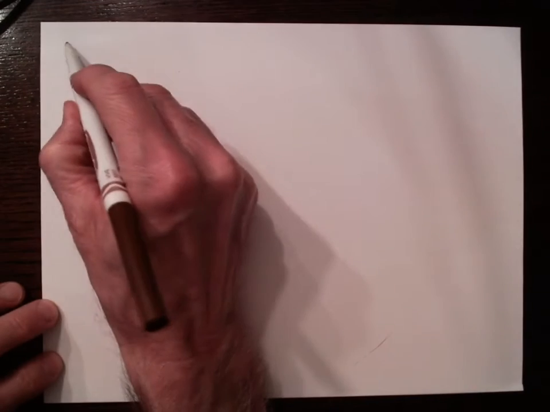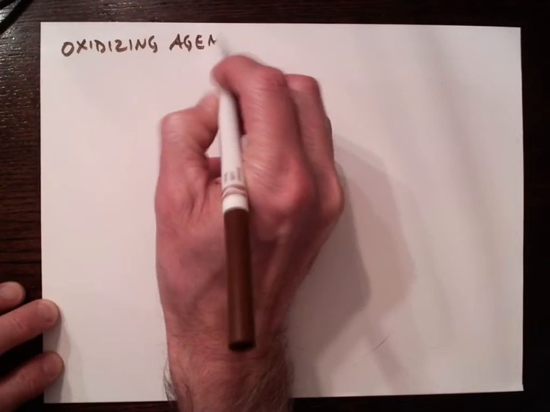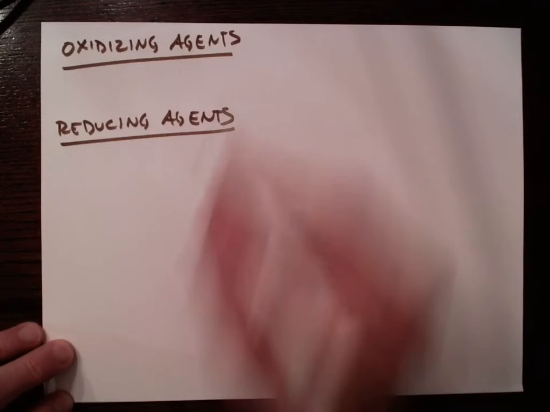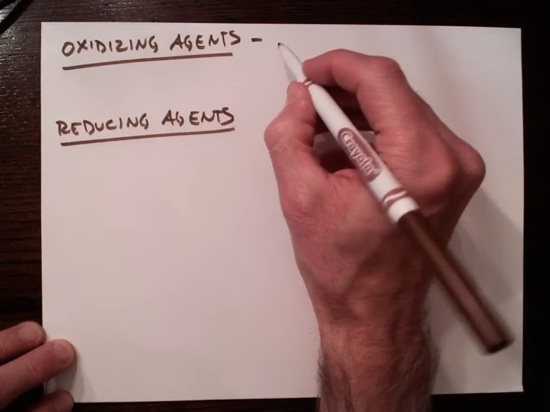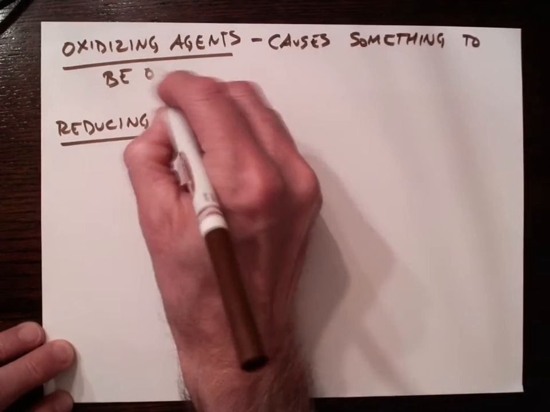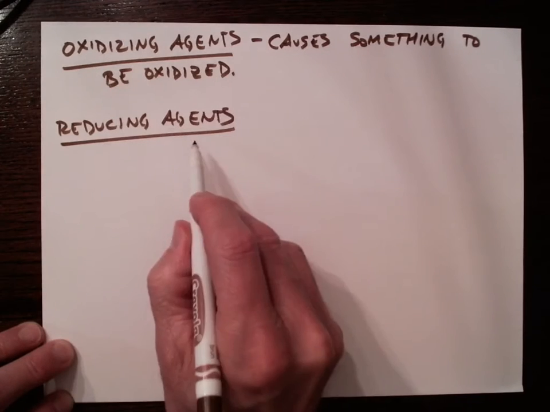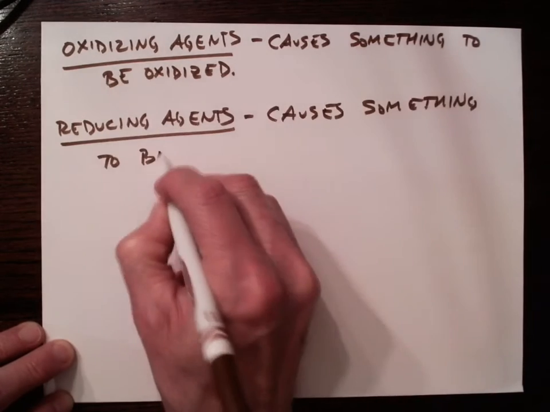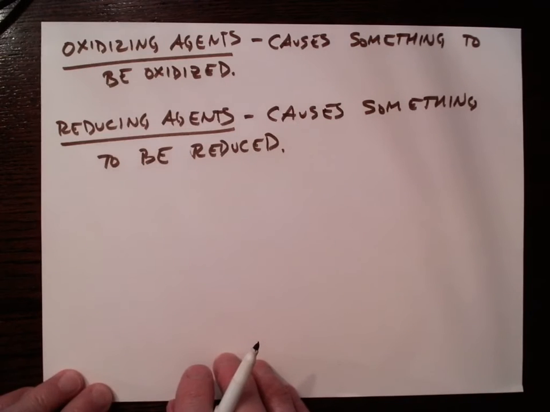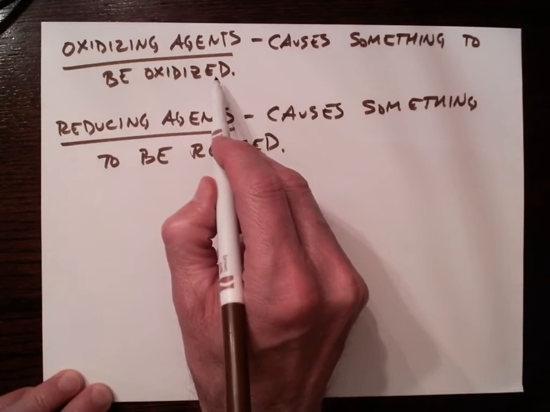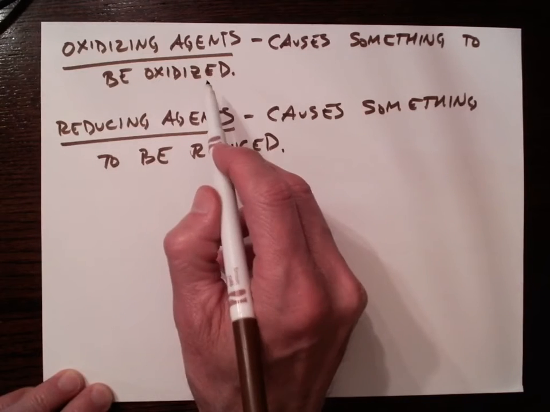Okay, I'd like to talk to you about oxidizing agents and reducing agents. An oxidizing agent causes something else to be oxidized. A reducing agent causes something to be reduced. So if an oxidizing agent causes something to be oxidized, that means it pulls electrons from something.